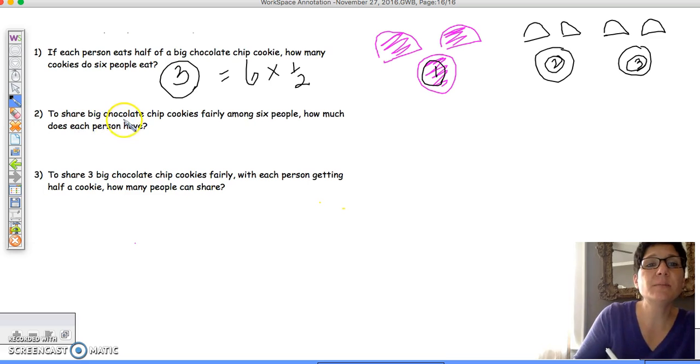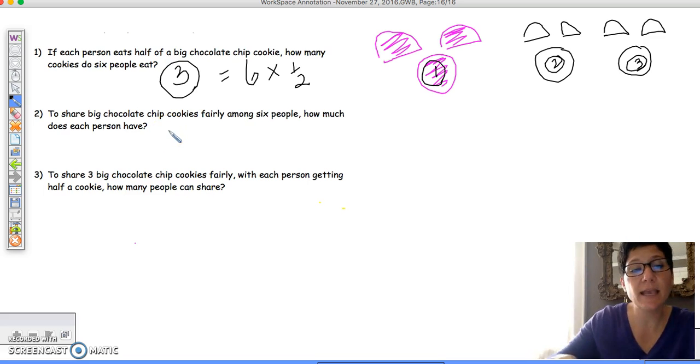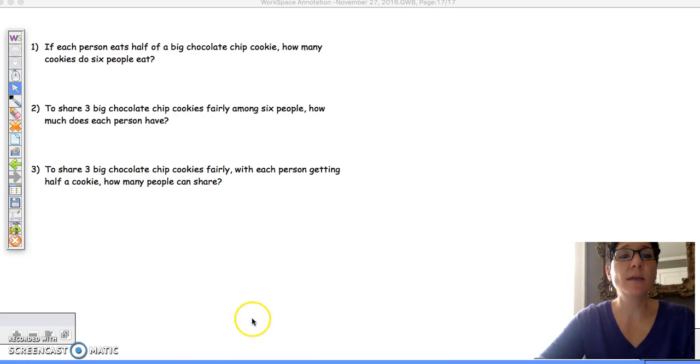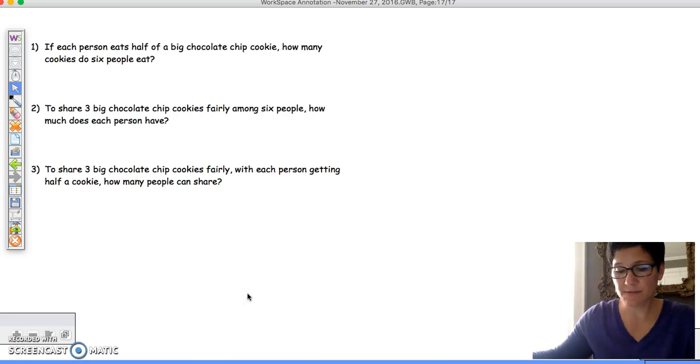Now it says to share big chocolate chip cookies fairly among 6 people, how much does each person have? I think I forgot something important there, and now I have to go back again. Just remember when you're editing this to get rid of the stuff before that.